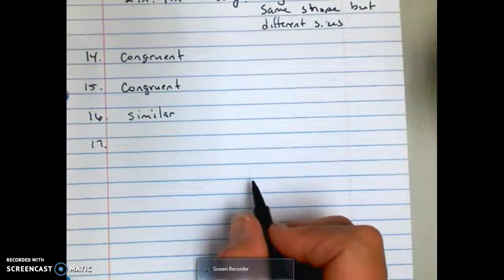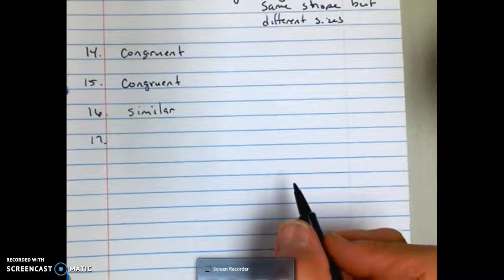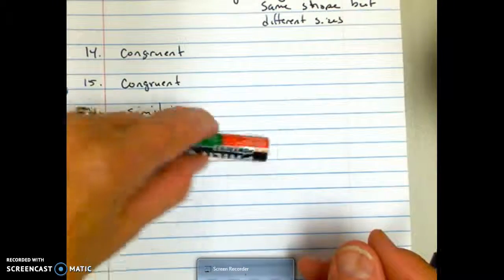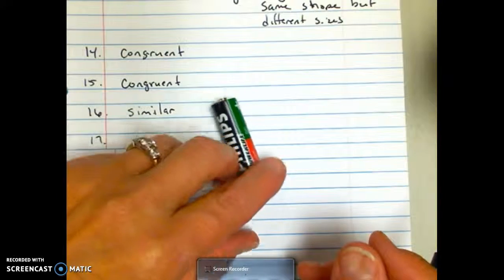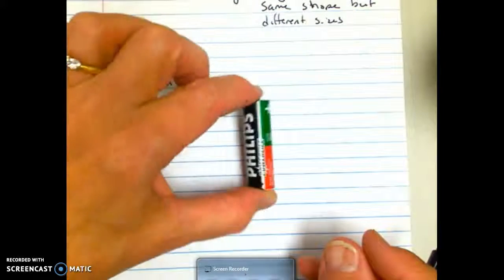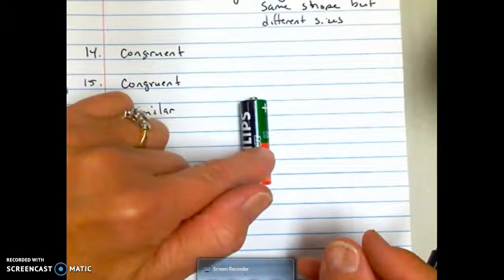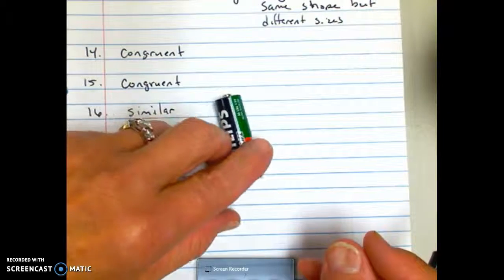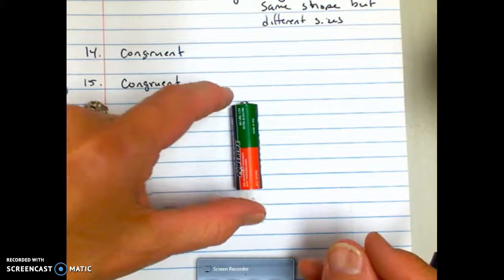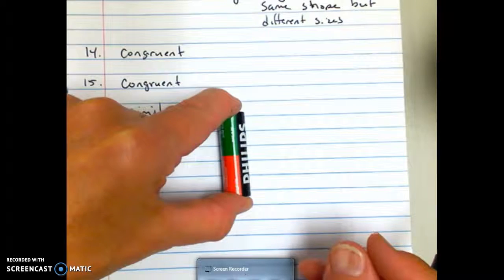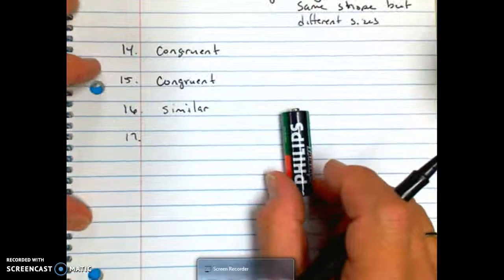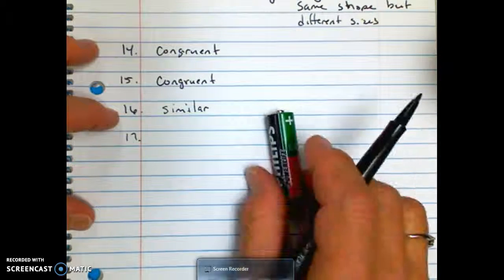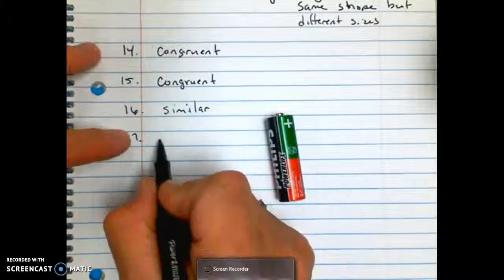Number 17, we have a C battery and an A battery. If you know what an A battery kind of looks like, this is a small skinny one that I have, and a C battery is usually about the same length, but they're usually fatter around the middle. So the proportions are different. The A batteries are usually longer and skinnier, and the C batteries are kind of the same length, but they're definitely bigger in diameter. So in this case, they're not similar, and they're not congruent. They're not exactly the same. So in this case, they are neither.